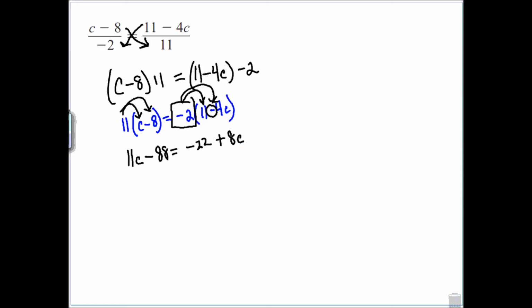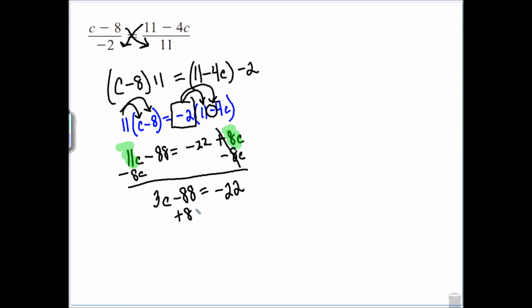Now I can combine my like terms. My c's need to be combined. I'm always going to take my smaller c value, so that would be my 8c. So I can subtract that from here. It cancels out over here. 11c minus 8c is 3c. I'm left with minus 88 is equal to negative 22. Now I can do the inverse operation of negative 88, so that would be add 88.